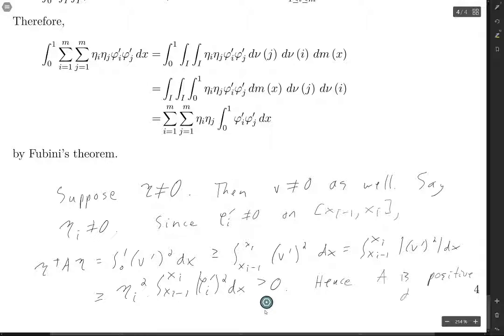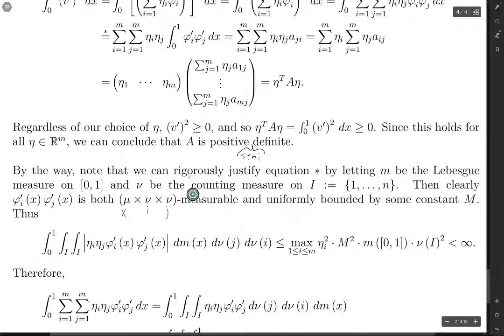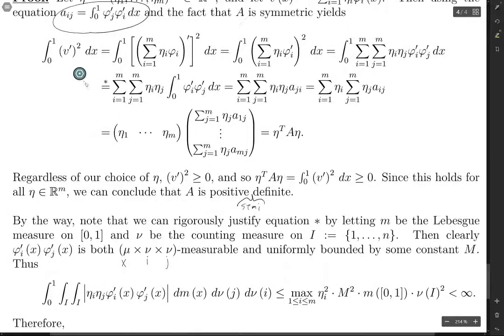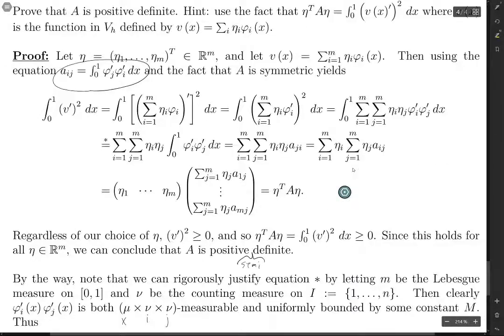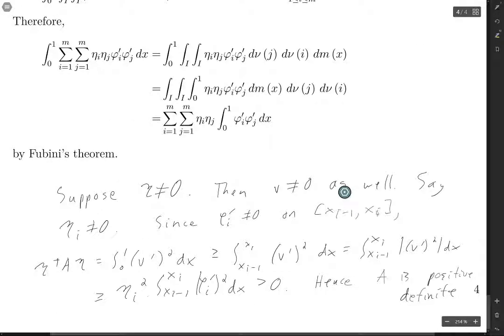I'll write it over here. All we proved up here was that it's positive semi-definite, because it still wasn't clear that maybe you find a special vector eta that you plug in here and you get 0. This would still satisfy this inequality, but what we really need to prove is that this inequality is strict if eta is non-zero. And that's what we've done here. And so hence we have that A is positive definite.